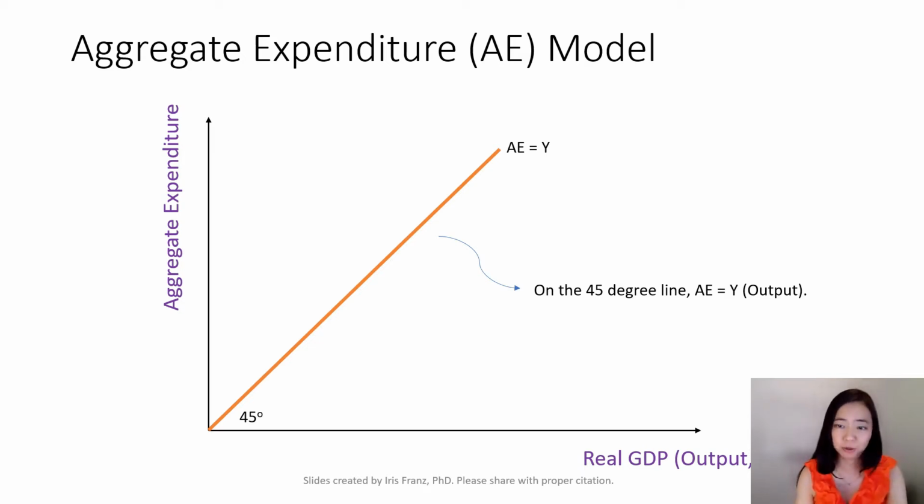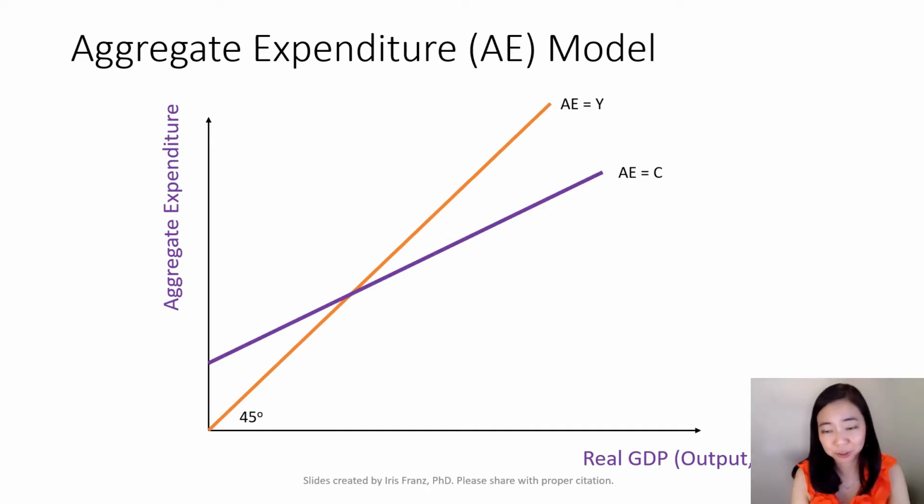Now recall our diagram where the aggregate expenditure is on the vertical axis and real GDP, our output, is on the horizontal axis. Also recall the 45-degree line. On this 45-degree line, our aggregate expenditure is equal to the output. Now adding the consumption schedule, remember our consumption is increasing in the real GDP, and therefore our consumption schedule is positively sloped.